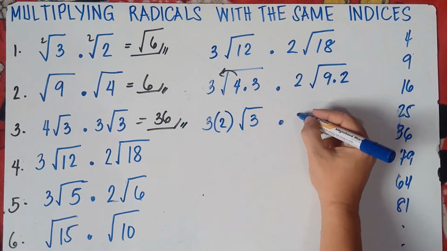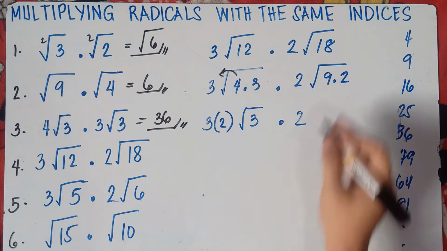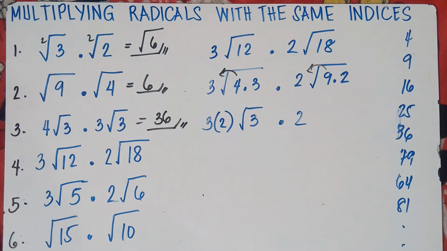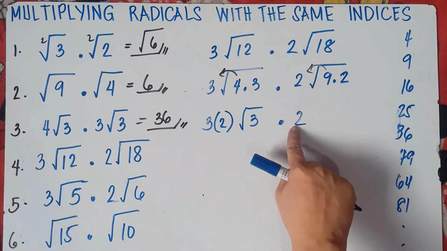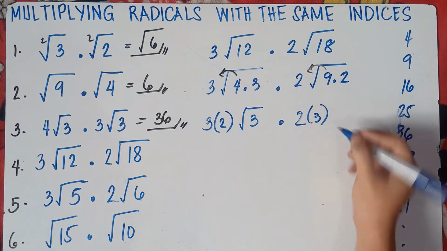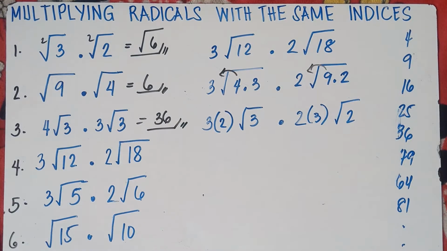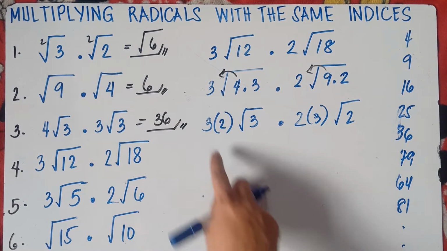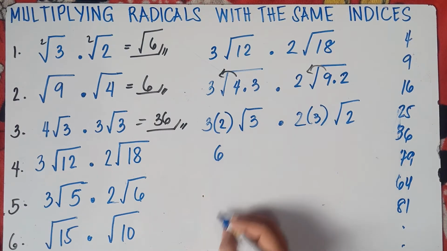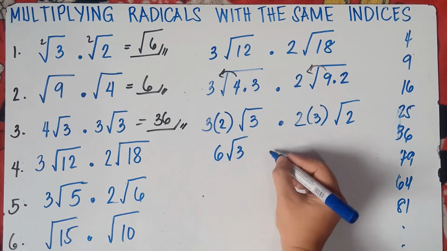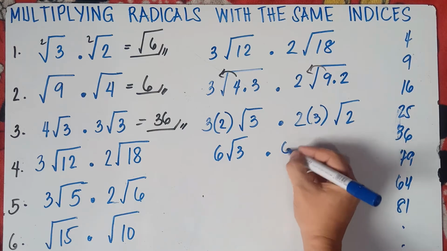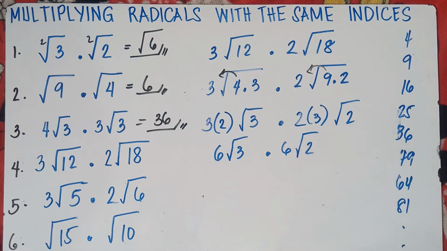Times, so copy 2. Then the square root of 9 is 3. Put it outside the radical symbol. You multiply it by 2, so 2 times 3. Then copy the square root of 2, because we cannot simplify the square root of 2. This will be 3 times 2, that is 6. Copy the square root of 3. Then 2 times 3 is 6. Copy the square root of 2.